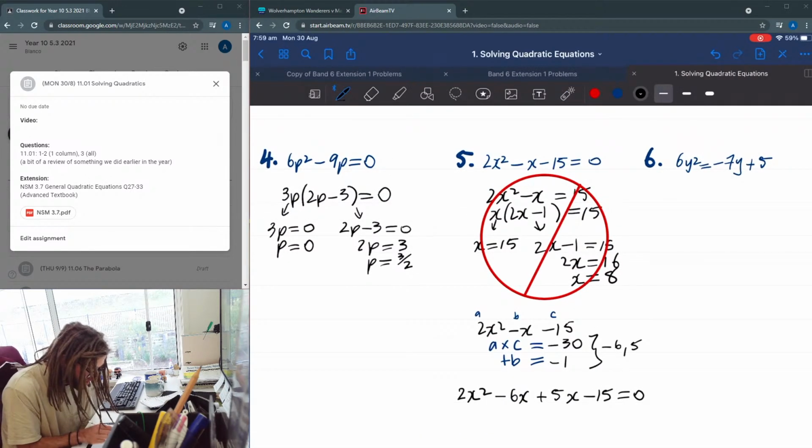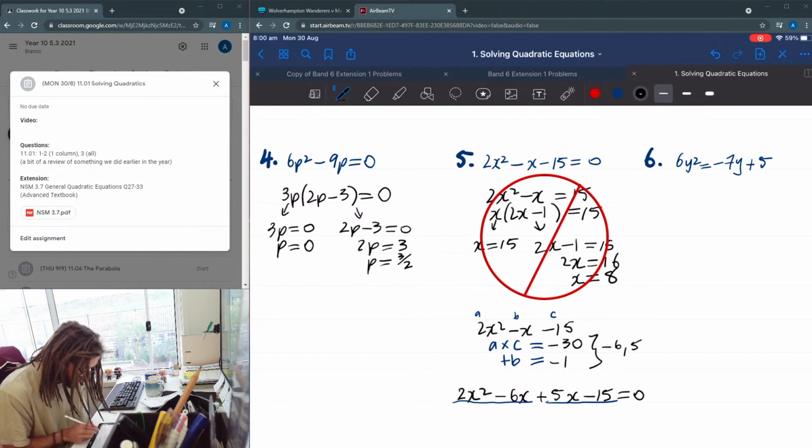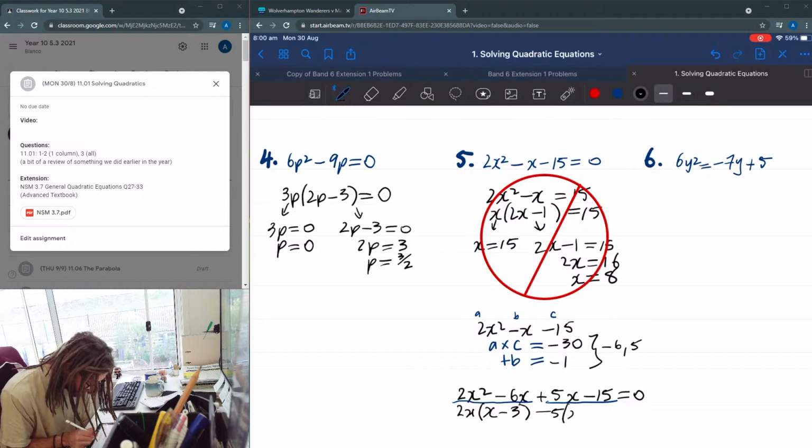Okay, so now I factorize in pairs. So this, I hope, is all revision, but it's been a while. So I factorize these in pairs. So the first thing, common factor, I've got 2x outside of x minus 3. And then the hope is that your next set of brackets also has an x minus 3. So I'll take a minus 5 outside of x.